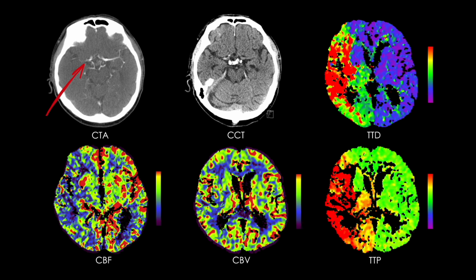And as you can see in the CTA, the patient has an M1 occlusion of the right MCA, and on the CT you can see the hyperdense media sign on the right side. In the CT perfusion, the patient had a big perfusion deficit in the MCA territory with a secondary affection of the PCA territory, without an occlusion of the PCA. And as you can see, there is a very big mismatch between the CBF and CBV.